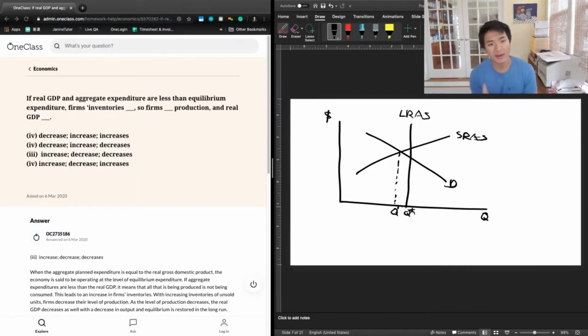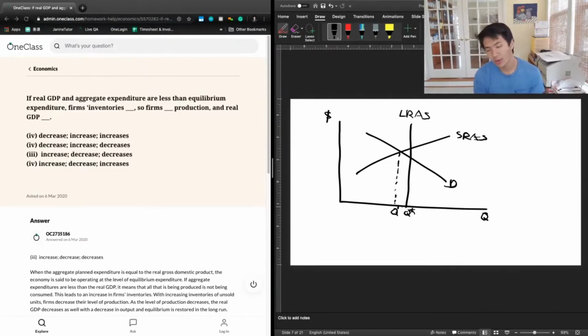So if aggregate expenditure is low, then what that means is that not all the things that are being produced by producers is being sold. And so if producers have produced 100 units and only 90 units are sold, the last 10 units don't get disposed of, they get added to firms' inventory for next year. And so firms' inventories are going to go up when we have low aggregate expenditure.